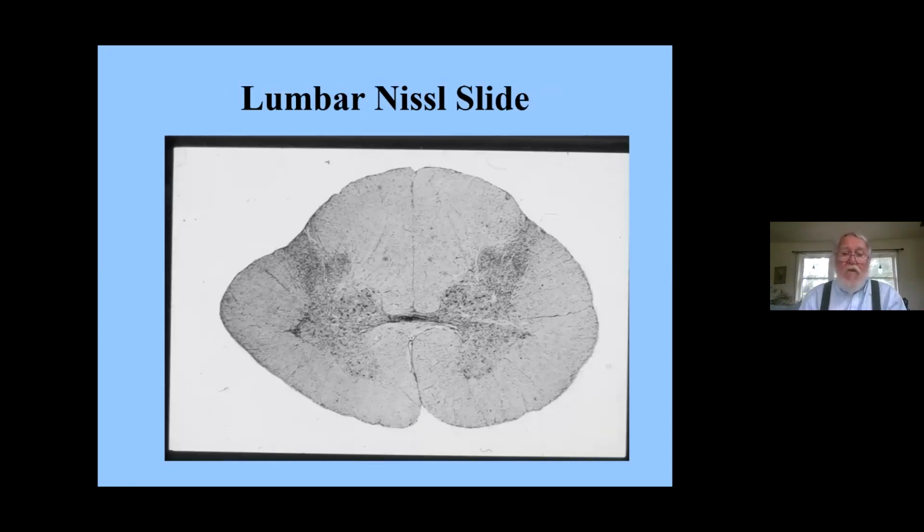And here we have a lumbar stain. So first of all, looking at that lumbar stain, notice again the absolute size of the fasciculus gracilis versus when we looked at that at the sacral level.